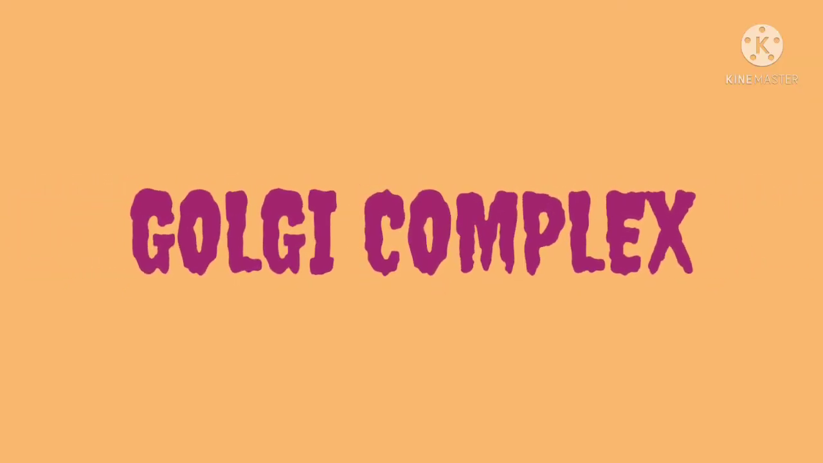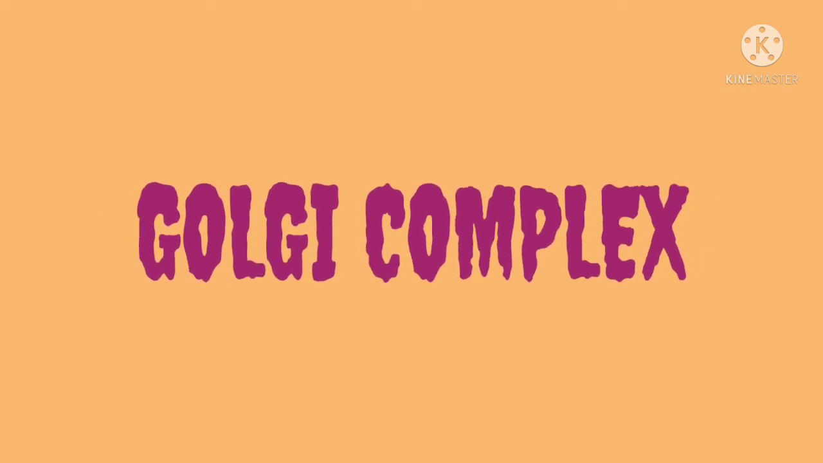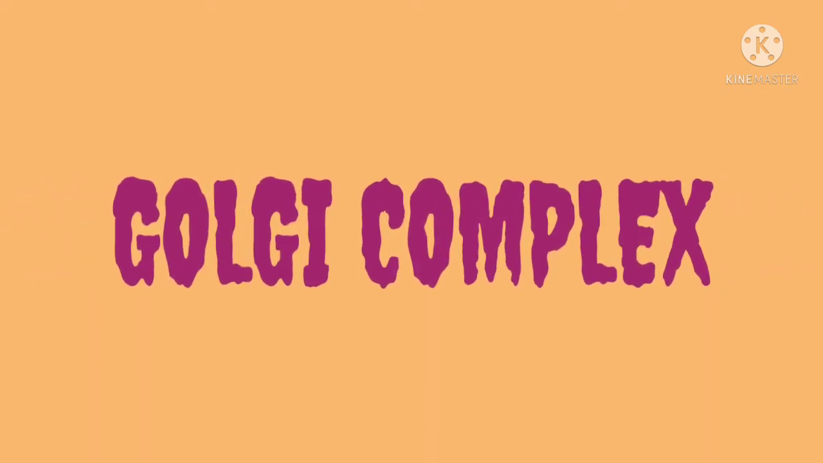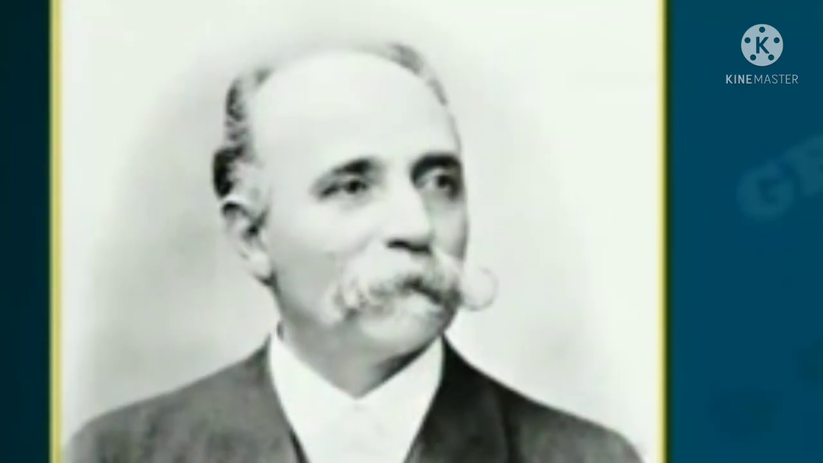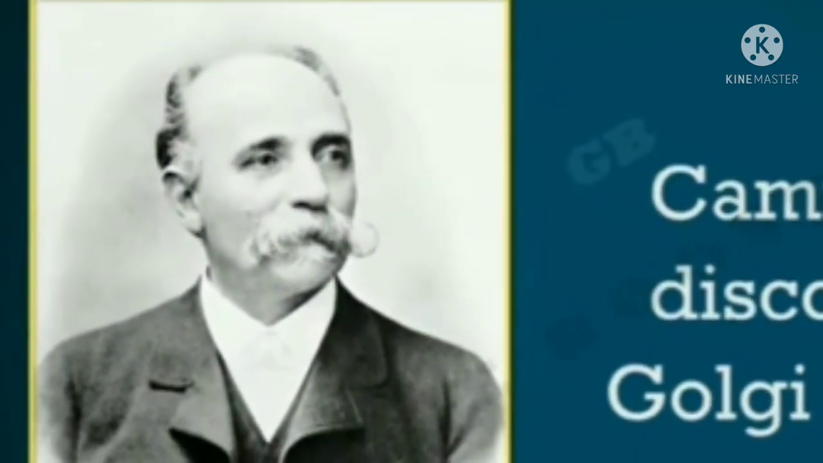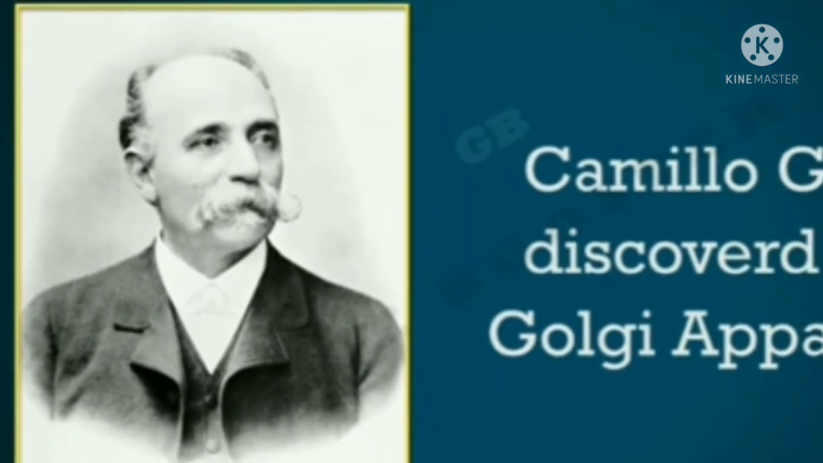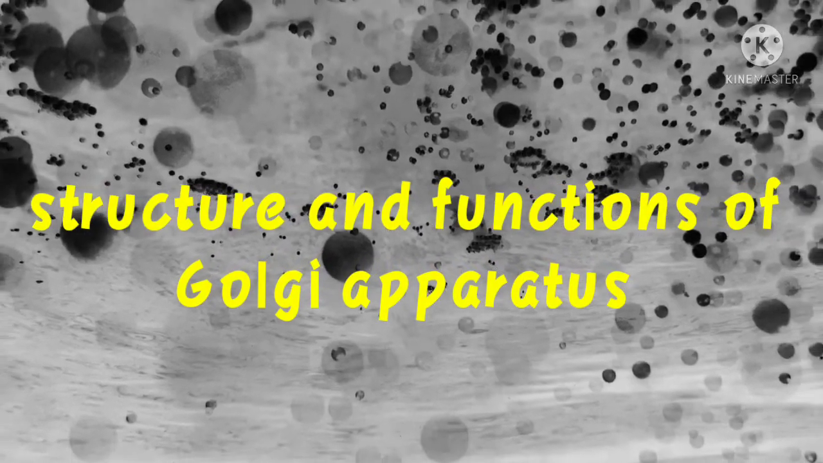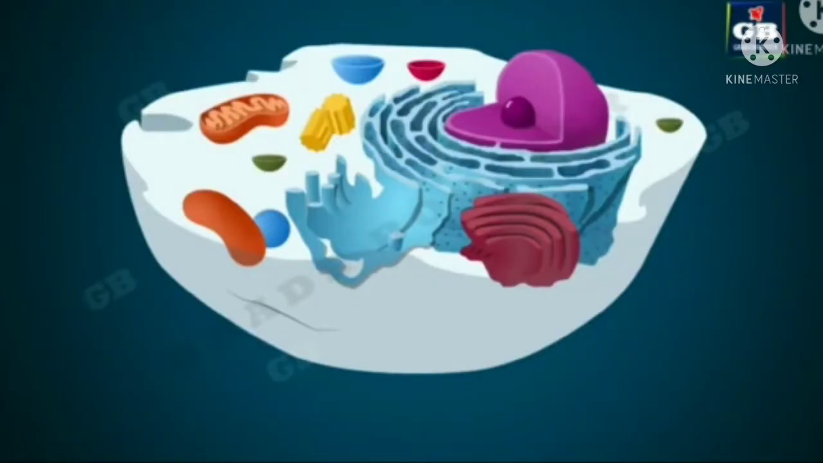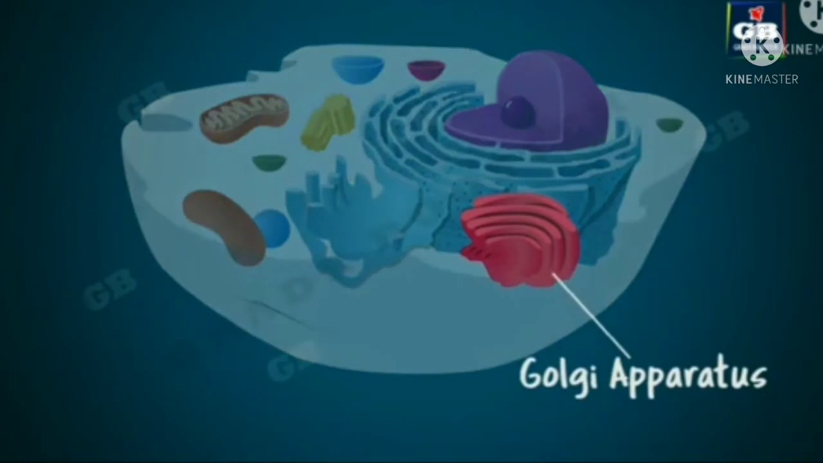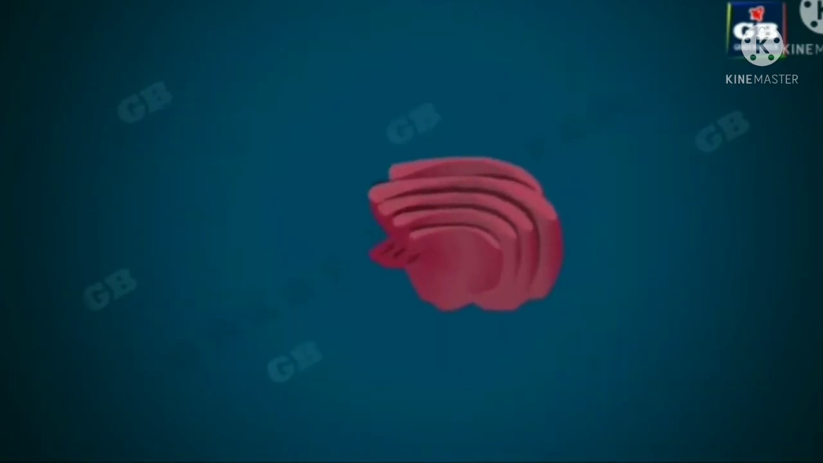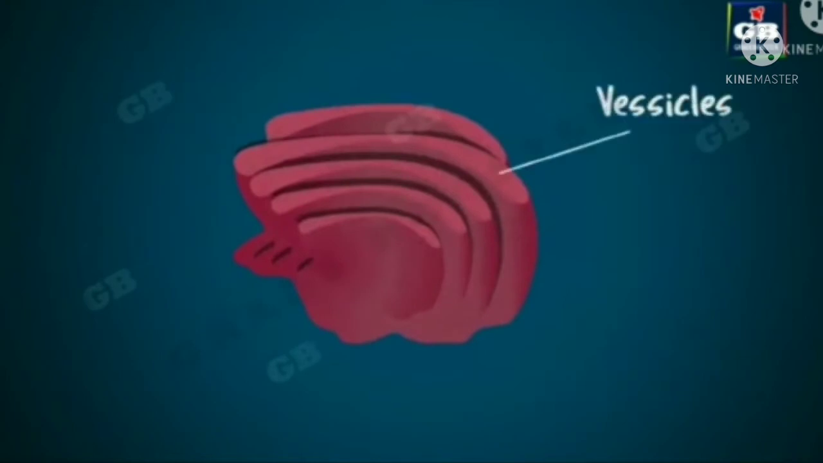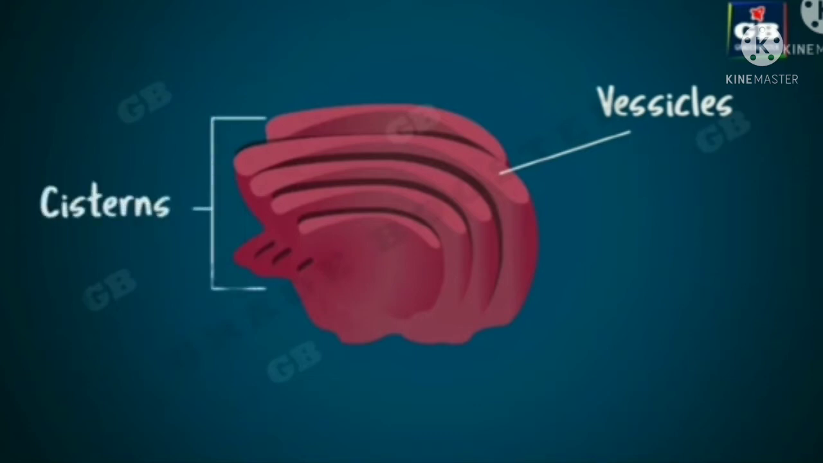Now the next cell organelle is the Golgi complex, not Golgi, not Golgi, it's just a Golgi complex. Camillo Golgi had observed this organelle in the year 1898 using a compound microscope. Let us come to know about the structure and functions of the Golgi apparatus. In the cell, this is the Golgi apparatus. It looks like flattened bags or vesicles. These vesicles are arranged parallel to each other and form sacs called cisterns.